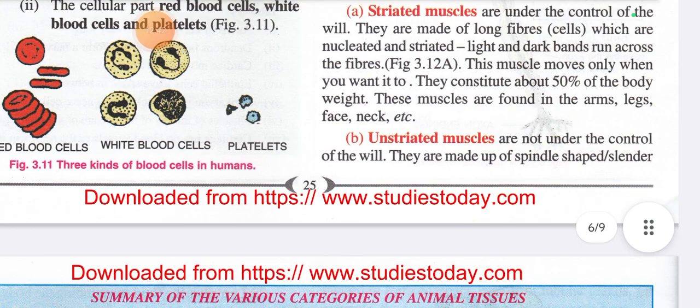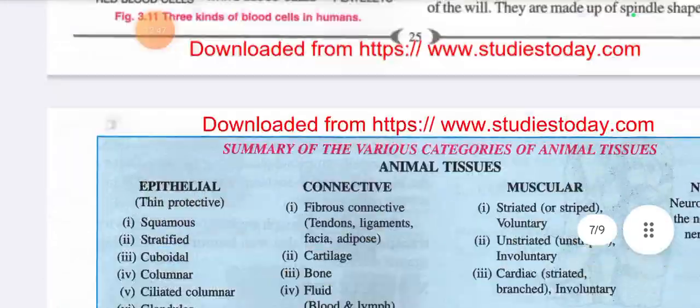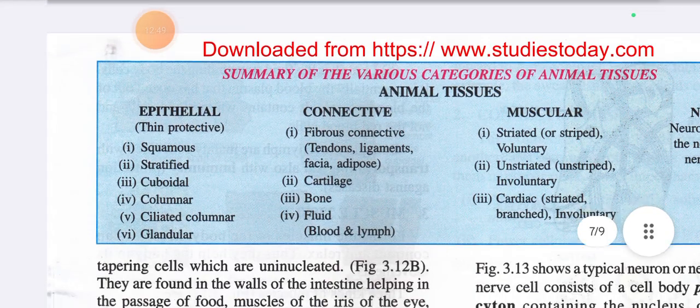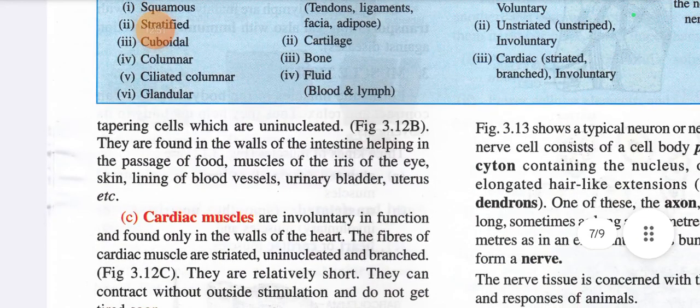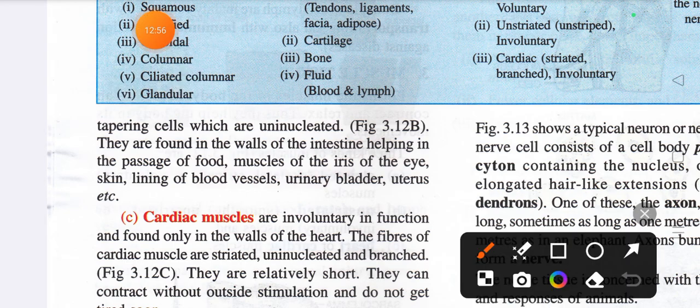Unstriated muscles, or involuntary muscles, are not under our control, they work on their own. So what is the summary of various categories? They have tapering cells and are uninucleated. They are found in the walls of the intestine, helping the passage of food, and in the iris of the eye, the lining of blood vessels, the urinary bladder, and the uterus. They are not in our hand, as in the intestines, liver, all the glands and so on.